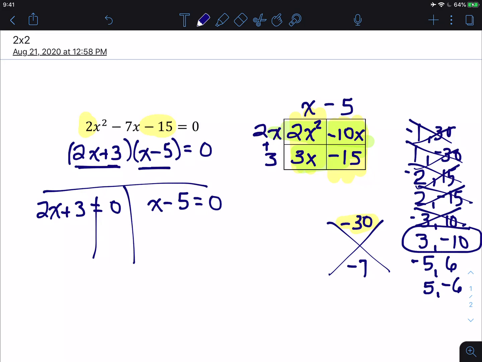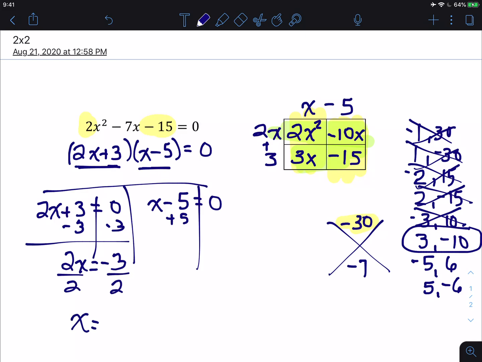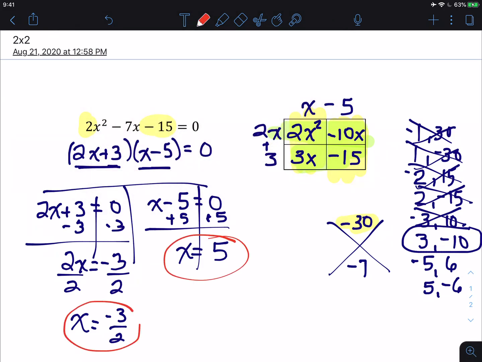So go back to your linear algebra, just solving an equation in one variable. How would I solve this linear equation? Well, we're going to subtract 3 from both sides. 2x equals negative 3. Then we're going to divide both sides by 2. One of my solutions would be negative 3/2. Or we're going to add 5 to both sides. My other solution would be x equals 5. And there you've got the two solutions to this quadratic equation, x equals 5 and x equals negative 3/2.